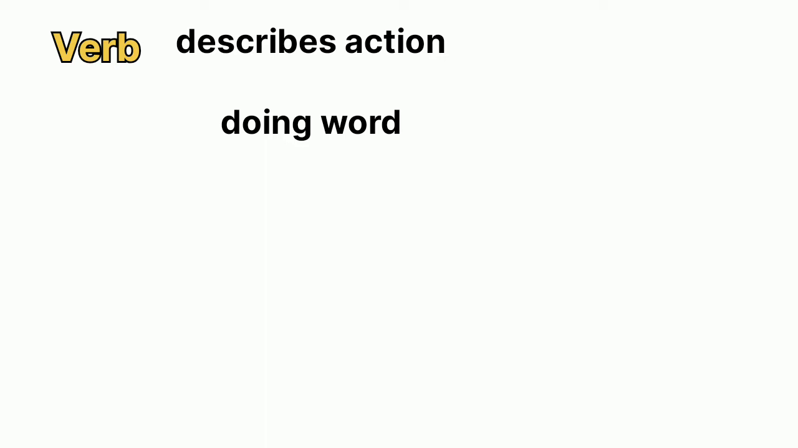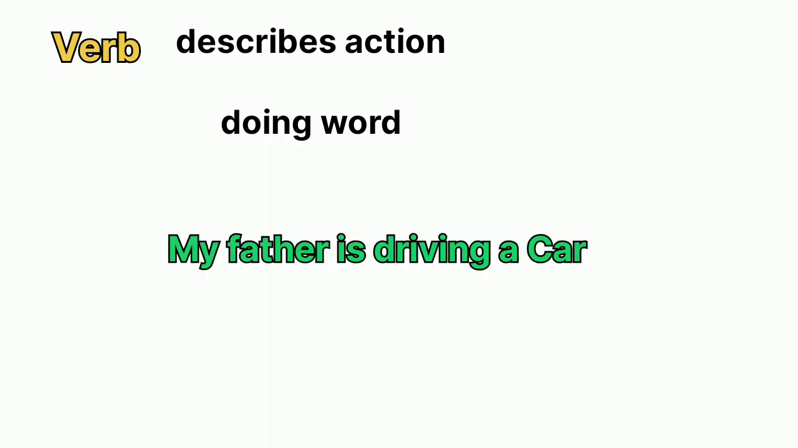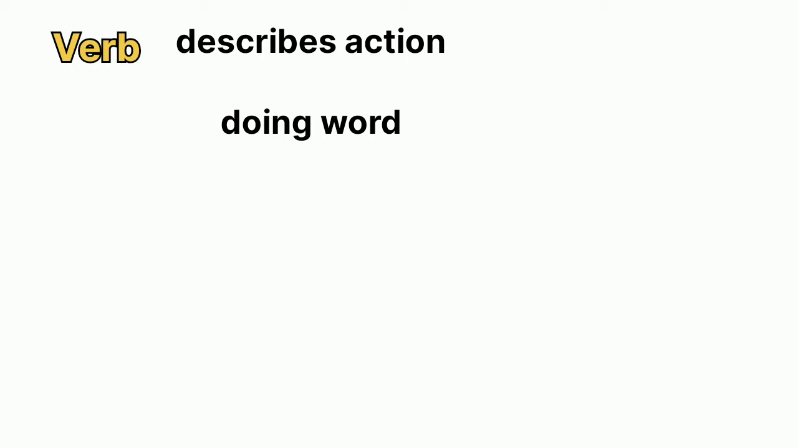Or I can make another example and say, my father is driving a car. Where is the verb there? I want you to look for a verb, an action word. Where is the verb? You can't get this wrong. Yes. The verb is where it says he is driving a car. Driving is a doing word. It's an action word. Let's make another example.